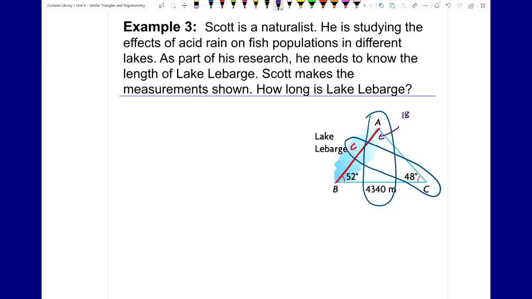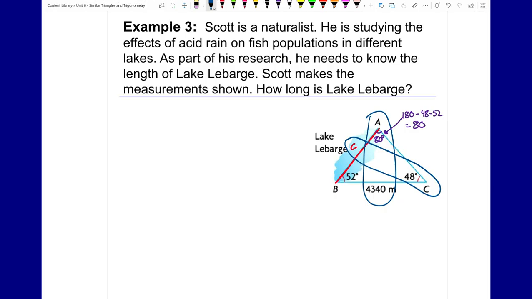I can do 180 minus 48 minus 52, because we have our two other angles. And we're left with an angle of 80 degrees. So this angle down here is 80 degrees. And now I have enough information. Right, I have my full pair and a half pair.